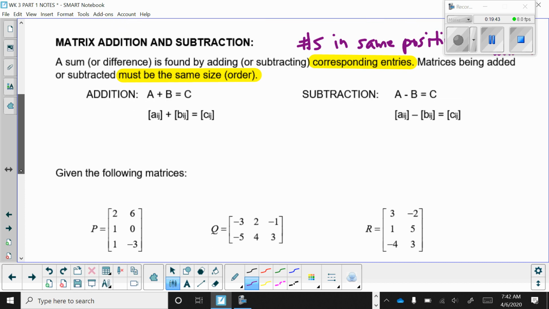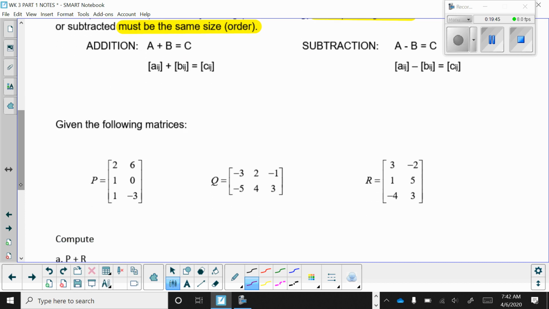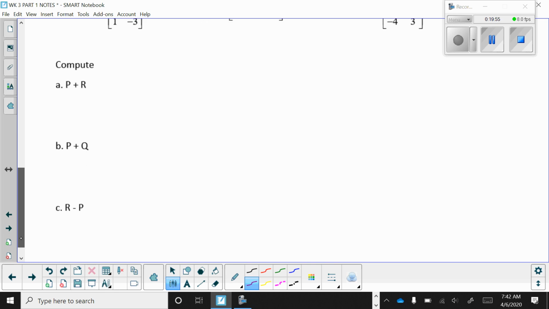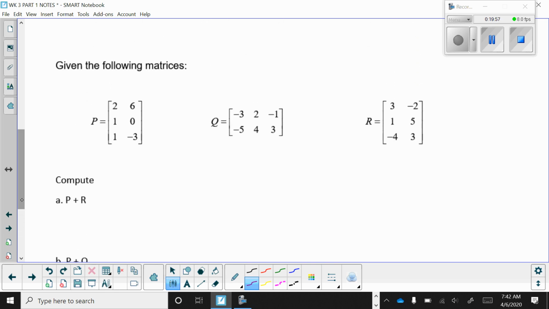So if we're looking at these example matrices down here, matrices P, Q, and R, we're going to do these 3 examples here. The first one is to add matrix P to matrix R. What's the very first thing you have to check? Do they have the same dimensions? So matrix P is a 3 by 2. 3 rows, 2 columns. Matrix R is also 3 by 2. So yes, we can add those. And here's how that looks.